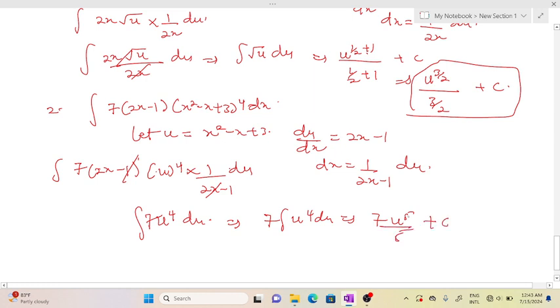But what is u? We simply have to return u. So 7 multiplying u to the power 5. And we know that we made a substitution here as u to be equal to what? x squared minus x plus 3. So 7 times x squared minus x plus 3 to the power 5 all over 5, plus c. As simple as that.